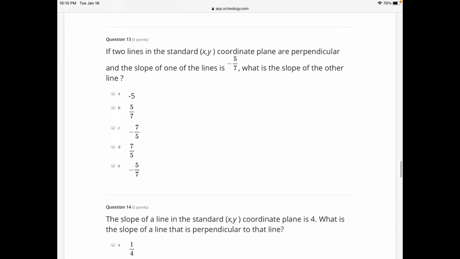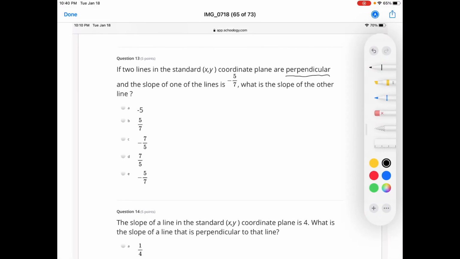Okay, 13, it gives you a slope of one line is -5 over 7. What is the slope of the other line that would be perpendicular to that? Alright, so perpendicular slopes are opposite sign reciprocals. And so if my slope to one line is -5 over 7, the perpendicular slope will be the opposite sign, so positive and reciprocal. Flip it. Positive 7 over 5.